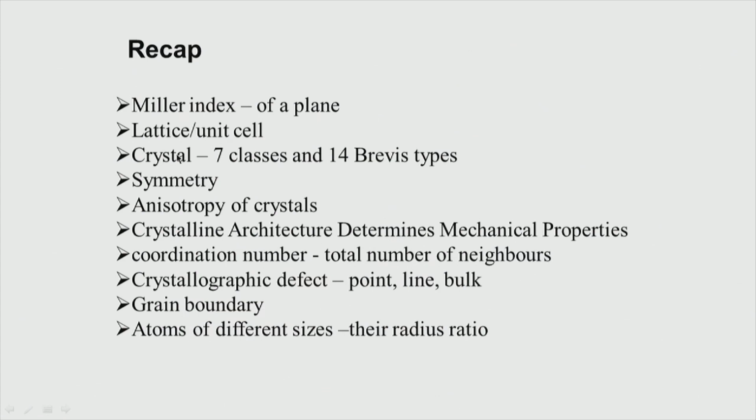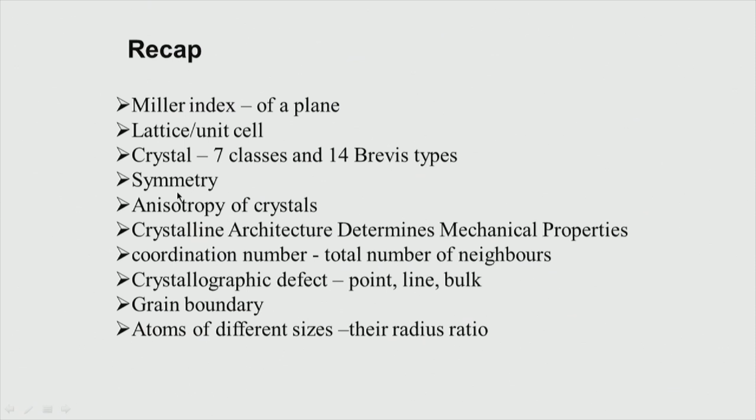First we looked at what is Miller index of a plane. That means a plane has a unique identity which is represented by this Miller index. Then what is this lattice unit cell? That means each crystal is made up of certain repeating units, infinite repeating units, and that is called a unit cell. There are 7 classes of these unit cells, and then there are 14 Bravais types. So, we looked at the 7 classes of unit cells based on the 3 sides A, B, C, and based on the 3 angles alpha, beta, gamma.